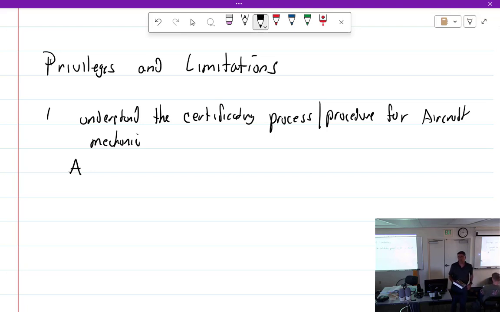When is its transponder cert due? When is the IFR cert due? How often do we check the ELT? What color the lights should be? On and on and on. So all that stuff is in there.